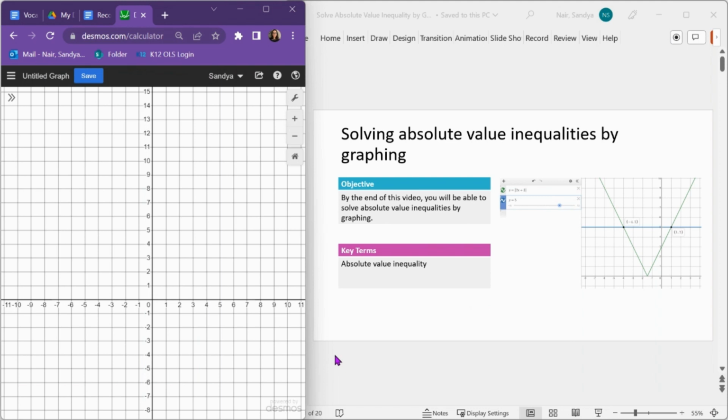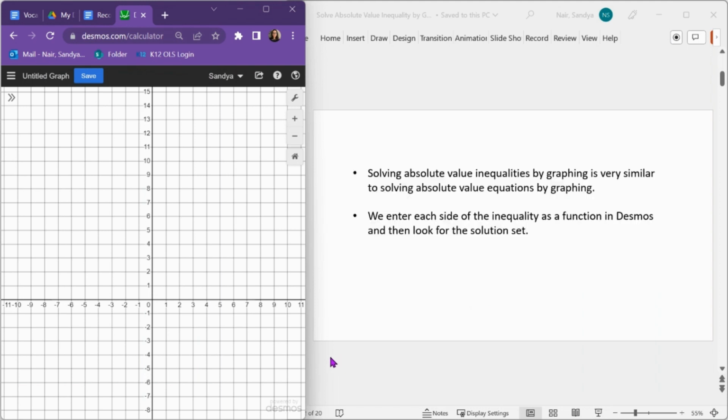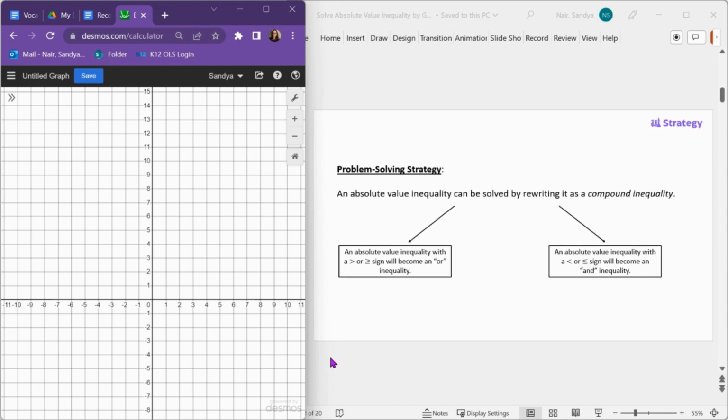So in this video, we're going to talk about how to solve absolute value inequalities by graphing. Solving absolute value inequalities by graphing is very similar to solving absolute value equations by graphing. We're going to enter each side of the inequality as a function in Desmos and then look for the solution set. So here's what we're going to do.